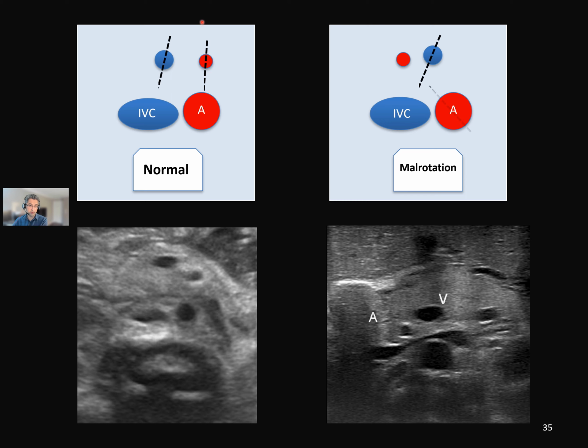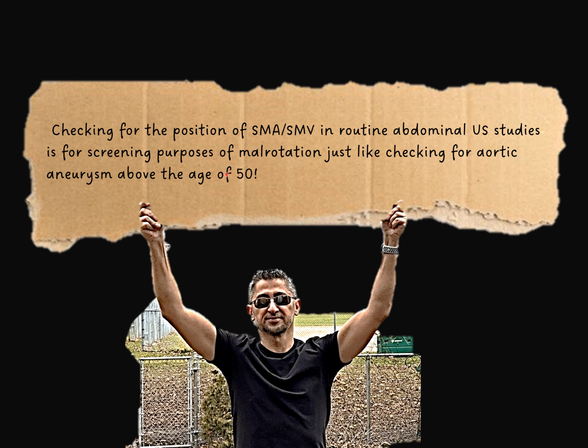So if there is a doubt, you should draw a line between the aorta and SMA and IVC and SMV, and these lines should not intersect on this image, just like this one. So if they intersect, they are abnormal. As you can see the correlation here, these lines are intersecting and this is not. So checking for the position of SMA and SMV in routine abdominal ultrasound studies is for screening purposes of malrotation, just like checking for aortic aneurysm above the age of 50.